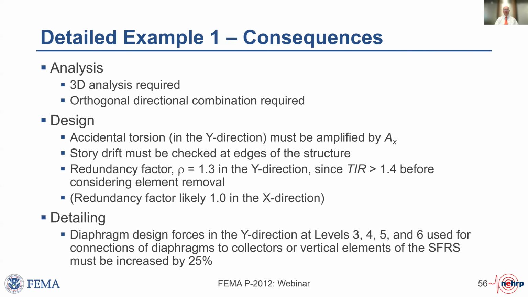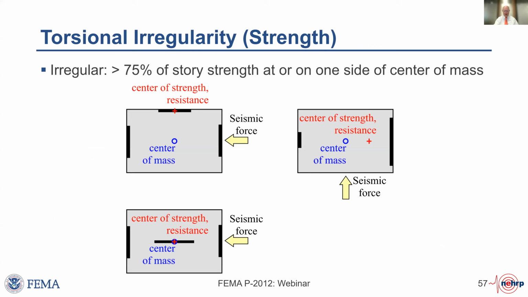We have to consider the redundancy factor in the Y direction, but not in the X direction because it's not irregular in that direction. When we have this type of irregularity, it triggers some increased design forces for collectors and diaphragms, and so those are invoked as well. So that detailed example is for the torsional stiffness irregularity. Let's go on to the torsional strength irregularity.